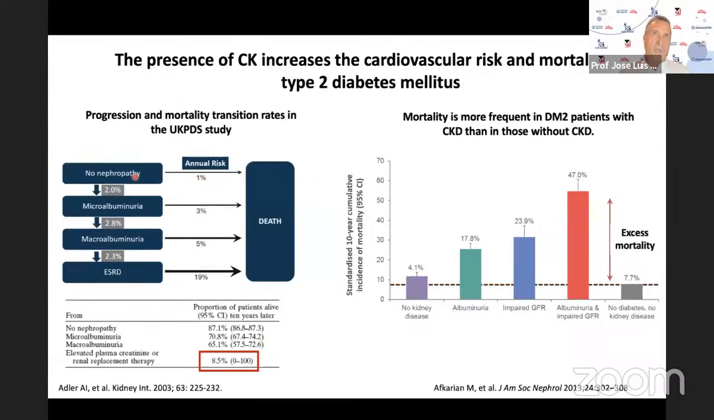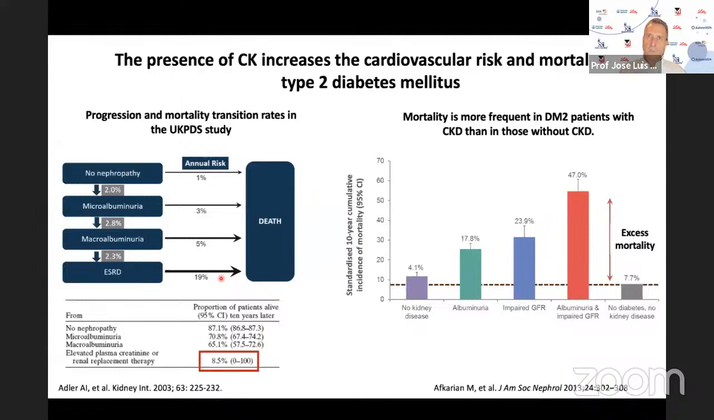So these are the transition rates, the annual risk of mortality, of death. It is 2% to 3%. But when patients have micro- and macroalbuminuria, the annual risk of death is increased. In patients with end-stage renal disease, nearly 20% of patients die, a very high rate of mortality.